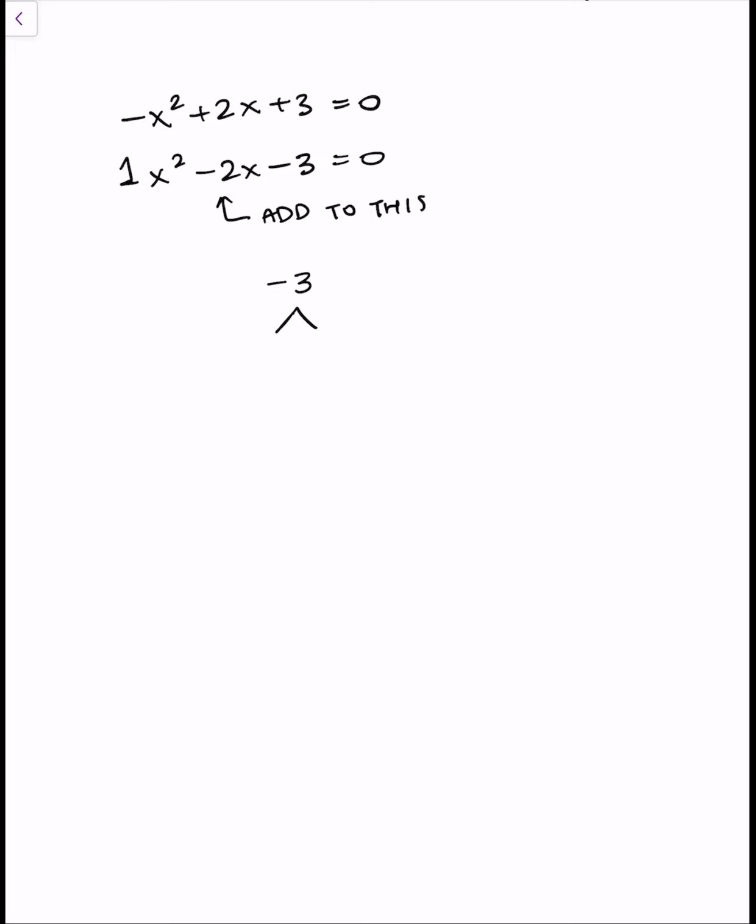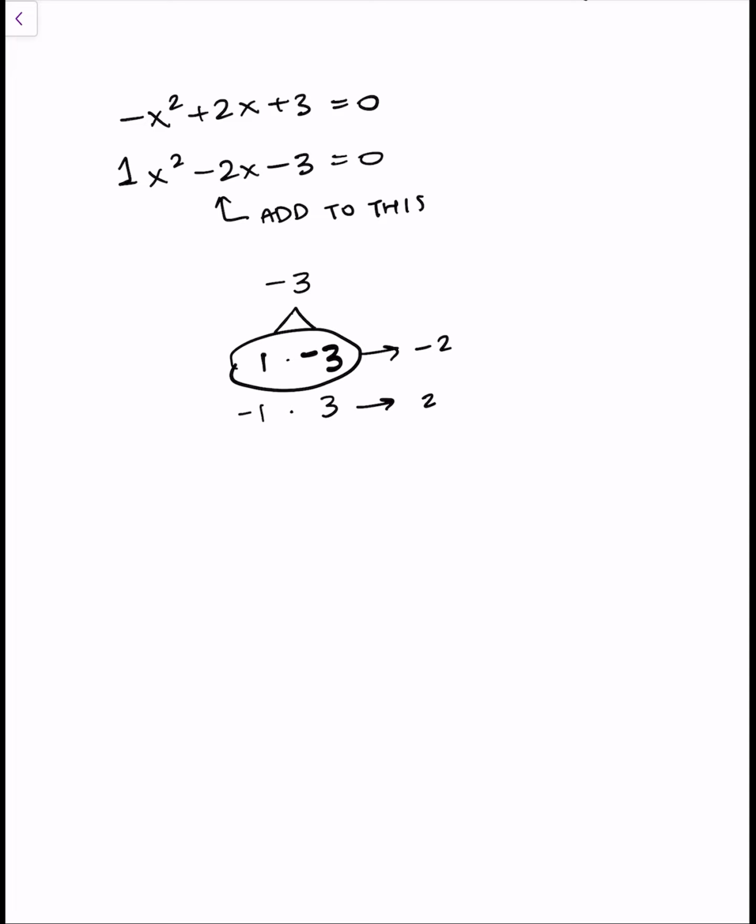So we could do 1 and negative 3, or negative 1 and 3. Those are our options. And then this one adds to negative 2, this one adds to positive 2, so this is the combination we want to use.